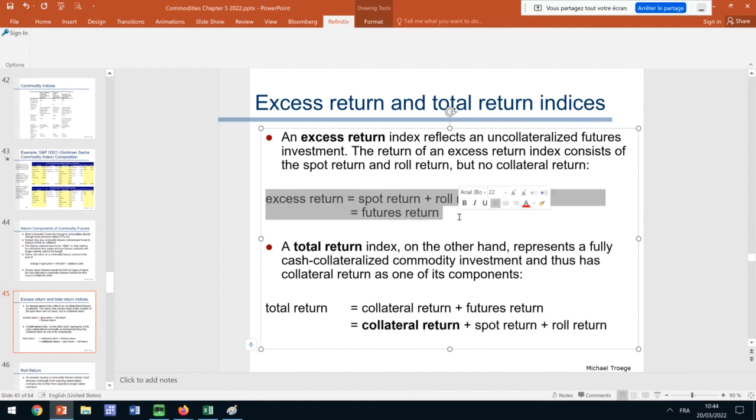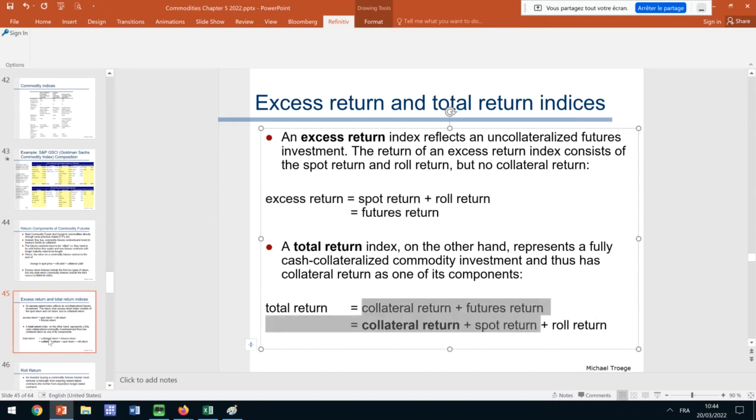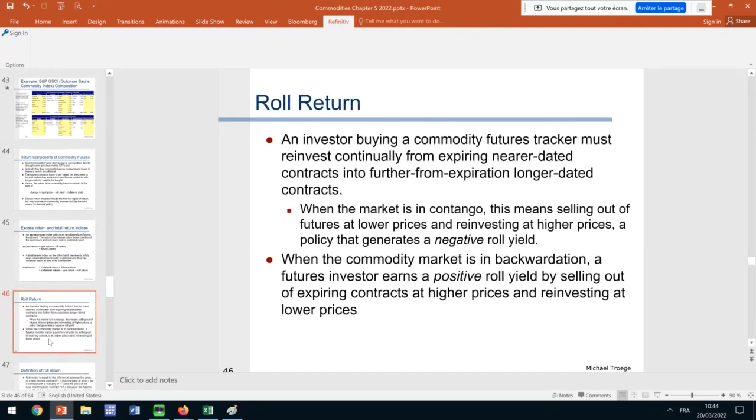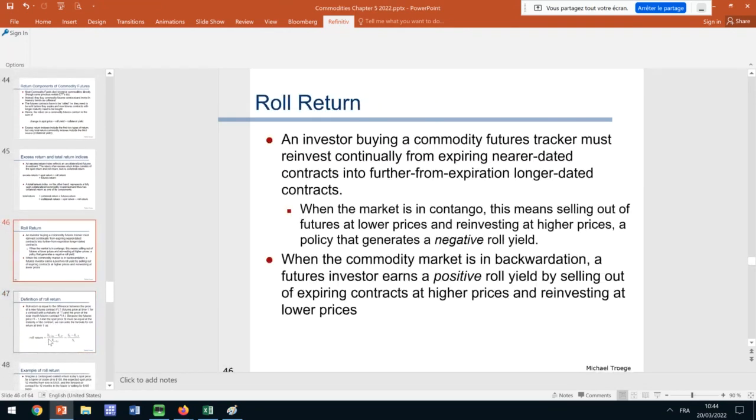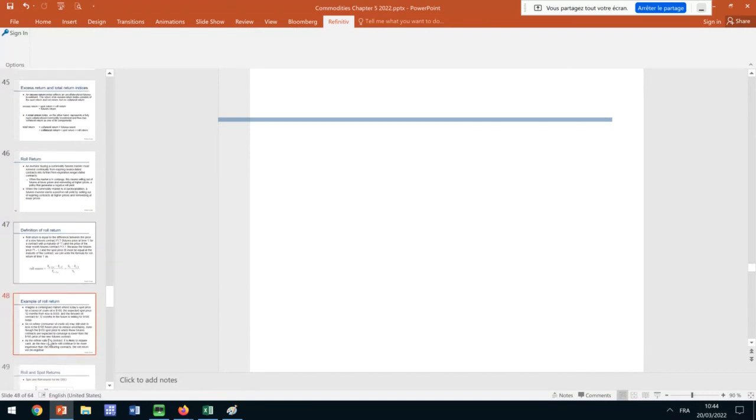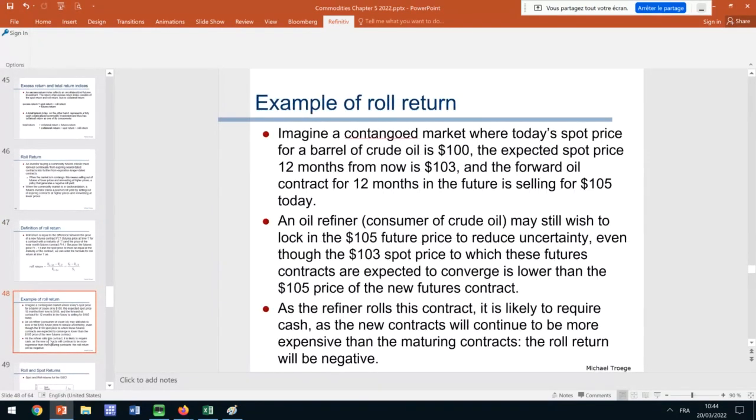Sometimes people only look at the excess return index. So you take away the risk-free rate because you're not really interested in that. But the index that can be replicated, that one cannot be replicated. That's the index that can be replicated by an investment fund. As I said, the roll return is always negative if we are in contango, and on average negative because on average the commodities are in contango.